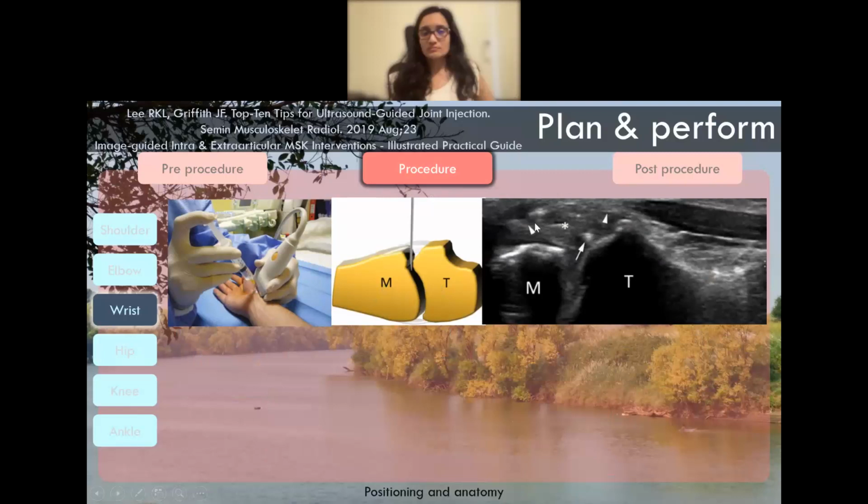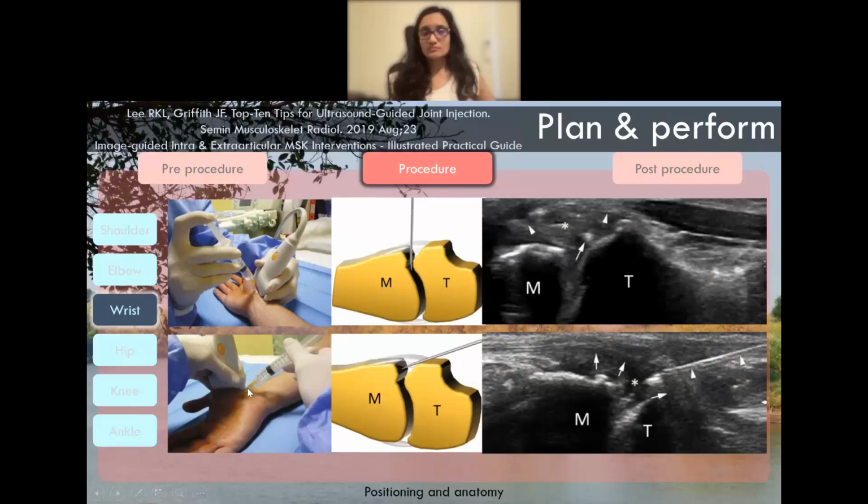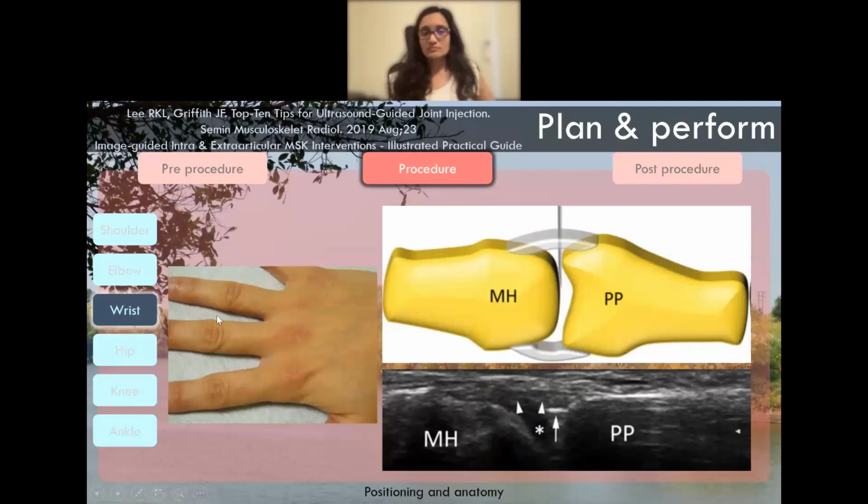And this is about the first carpometacarpal joint, the trapeziometacarpal joint, where we can again use this kind of coaxial approach, where we can see the needle tip here, and this is the distended synovium. We can also use this lateral approach, where we can see the needle entering in a proximal to distal manner.